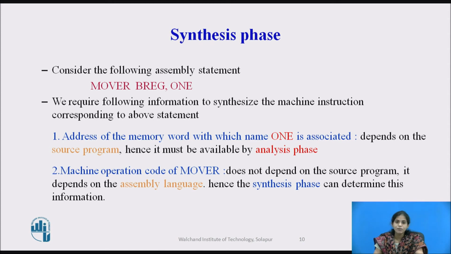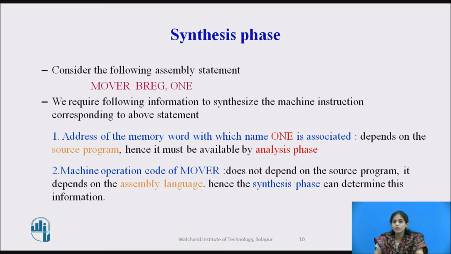Now the next phase of the assembler is the synthesis phase. Consider the following assembly statement: MOVER B register, 1. In the synthesis phase it generates the target code. It requires the following information to synthesize the machine instruction corresponding to the above statement. First, it requires the address of the memory word with which the name 1 is associated. And second, it requires the machine operation code of MOVER. The first kind of information, the address of the memory word with which the name 1 is associated, depends on the source program and must be made available by the analysis phase.